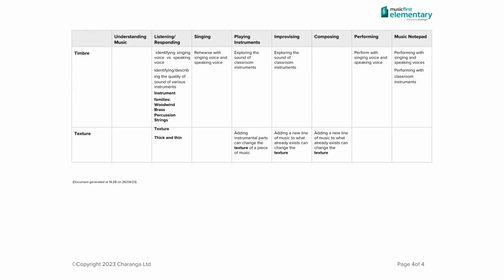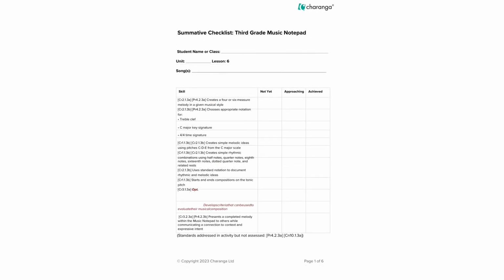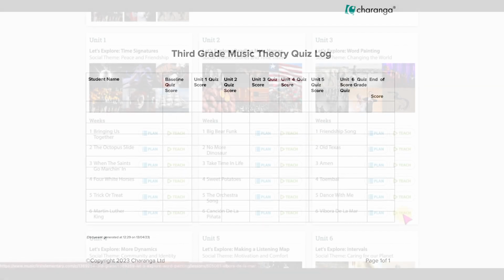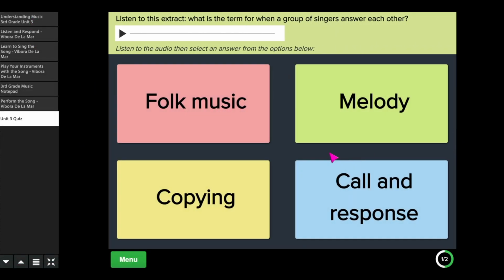You can also download and print out the formative and summative checklists to use while the students perform the unit quizzes at the beginning and end of each unit, or the baseline and the end of the grade level quizzes. There are also music theory quiz logs for the students and teachers to keep track of the assessments throughout the year. These assessments are excellent for retrieval practice and for showing administration that your students are accomplishing grade level objectives.